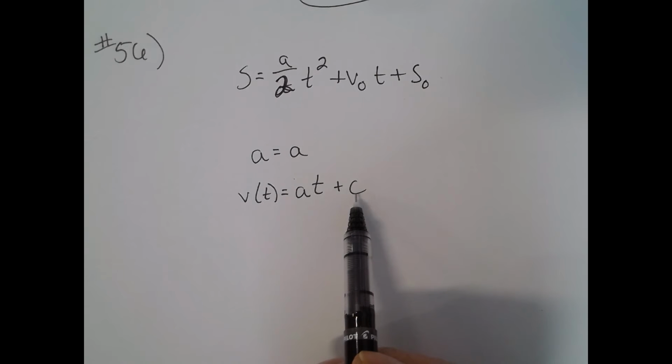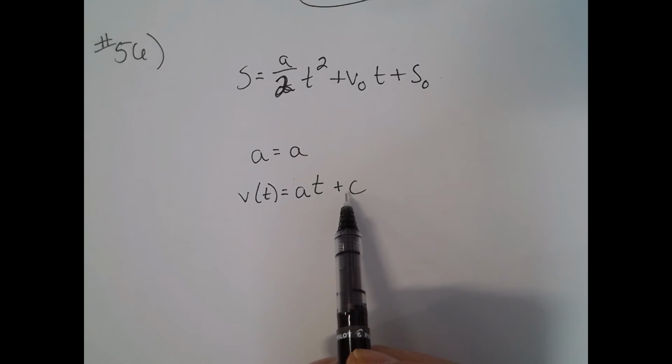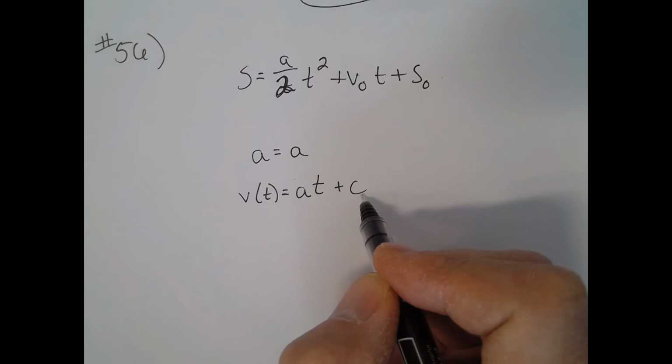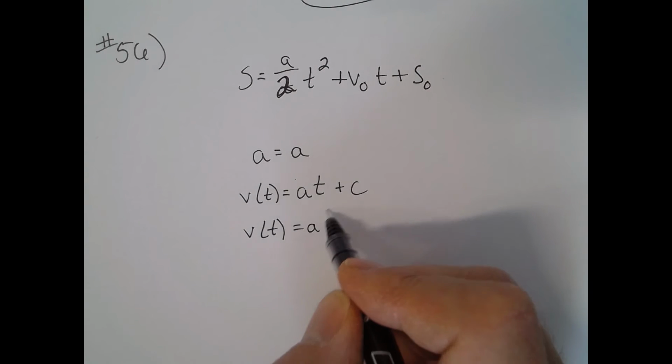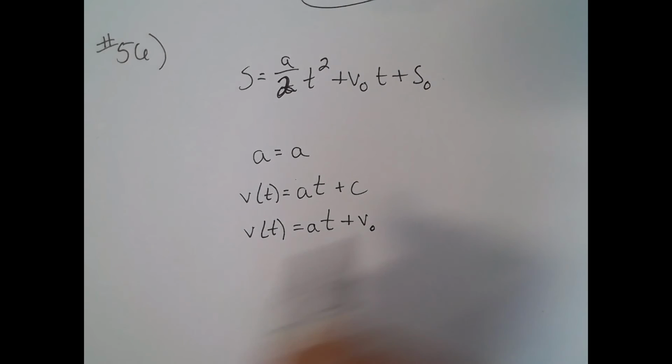Well, we could be more specific about what our c is, because that's really just our initial velocity. When time is 0, if I put 0 in for time, that's going to be our velocity. So this right here is actually v sub 0. So we can say v of t equals at plus v sub 0, the initial velocity.